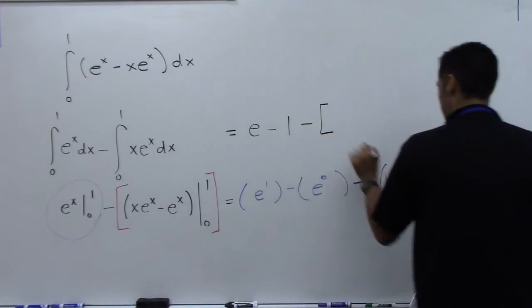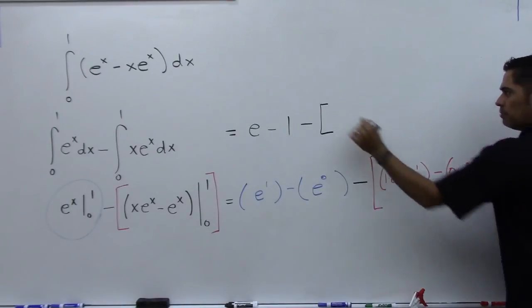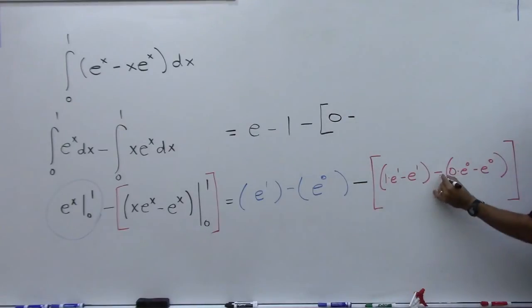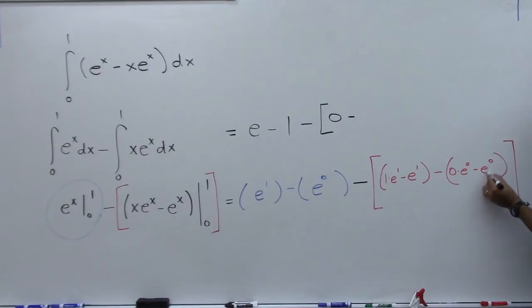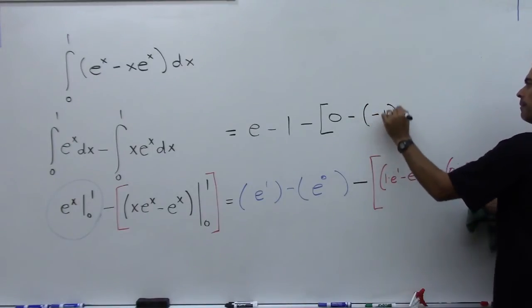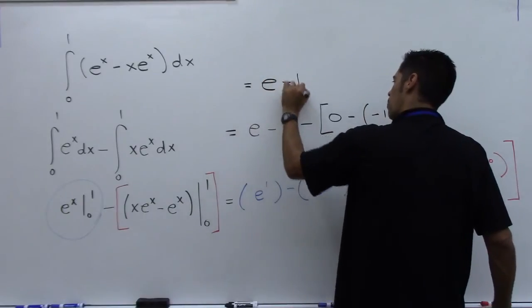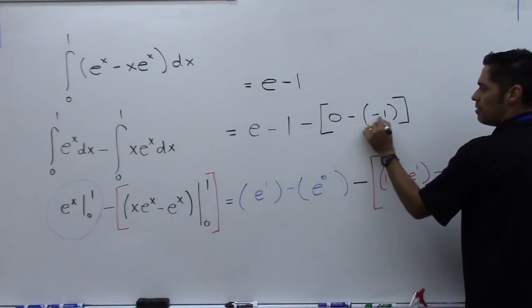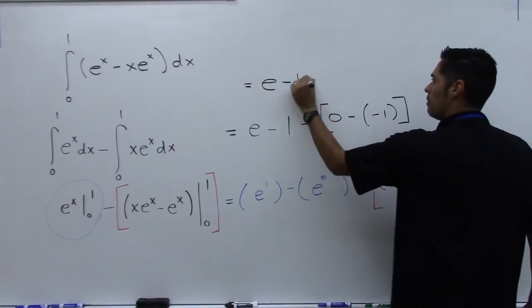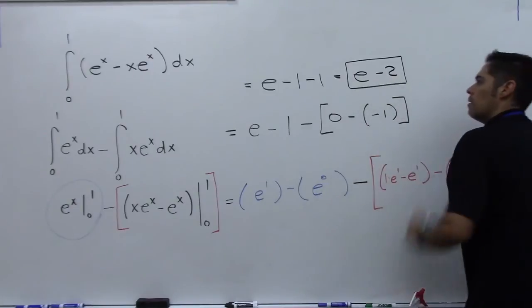minus, in brackets, okay, this is e to the 1 minus e to the 1, that's a 0, minus 0 times anything is 0, that's gone, and then minus e to the 0 is 1, so minus 1. So I have the 0 here, minus, and then in here I have minus 1. So we get e minus 1. Let's see, these two together is plus 1, but then minus 1. So you get e minus 2. That's it.